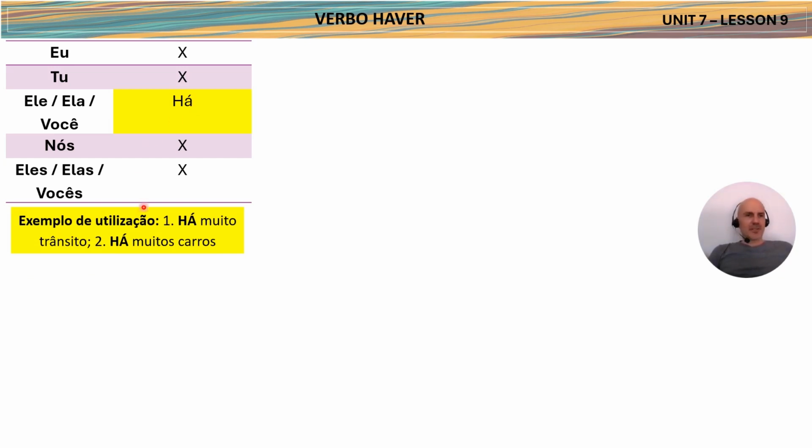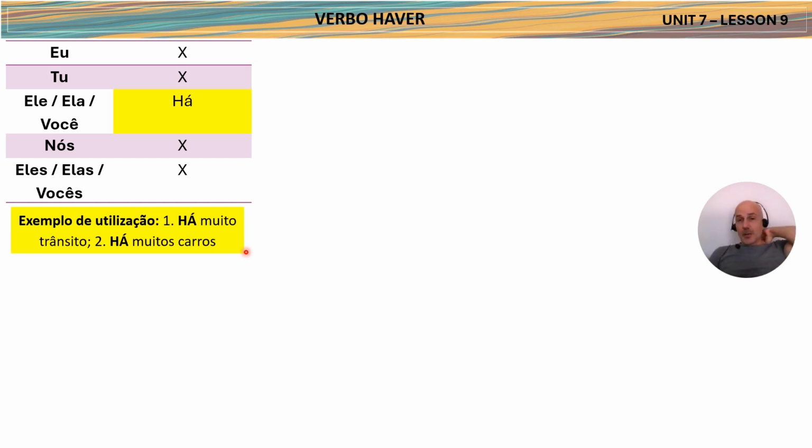I'm going to show you these two examples. Há muito trânsito. So this is there is a lot of traffic. And then on number 2, we have há muitos carros. So in this case, the right way to translate this is there are many cars. Okay. And once again, I would say that in 90% of the cases, when you see this word, the translation will be there is or there are.